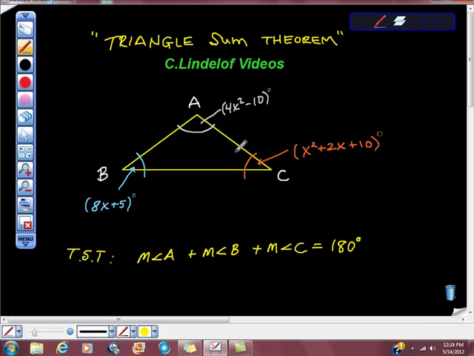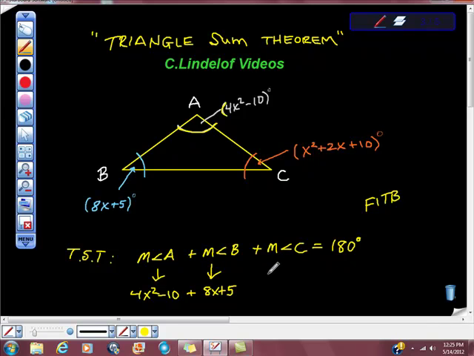So all we're going to do from that is just fill in the blanks. FITB, fill in the blanks. So here we go. Let's take the angle A. Measure of angle A is here, and it says that it's 4x squared minus 10 degrees, right? This plus sign is this one. And it says the measure of angle B is 8x plus 5 degrees, and that's this one.